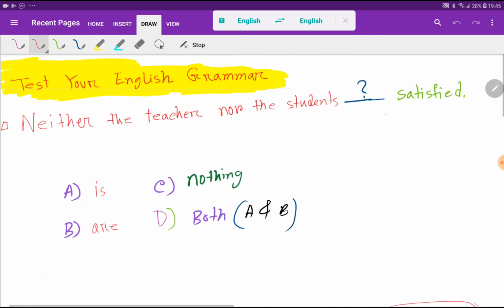So now come to the point. After neither, after nor, we are getting here students. That is, here students is plural, so we have to choose here plural verb. So is singular and are is plural, so we have to use here are. Neither the teacher nor the students are satisfied.